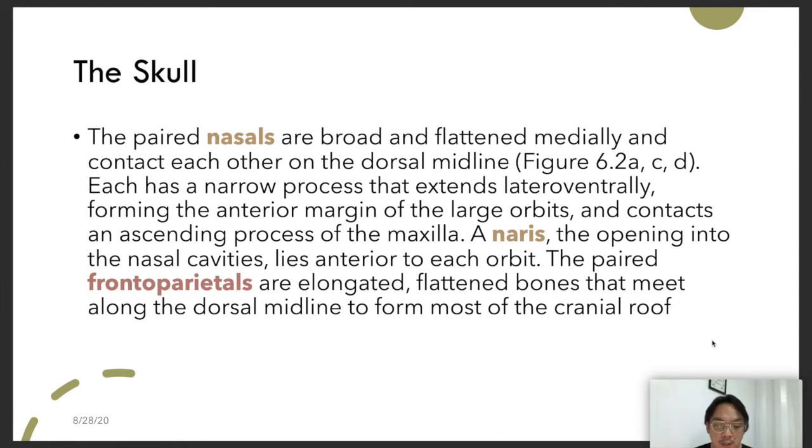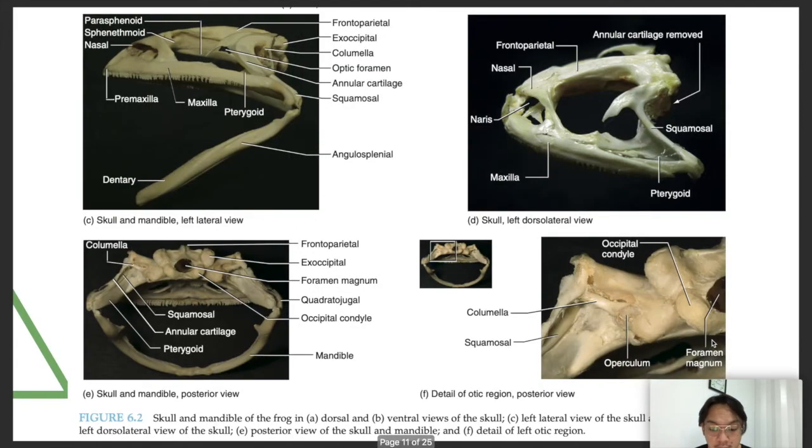So here is the skull and the mandible of the frog in the dorsal and ventral views of the skull, left lateral view of the skull and mandible, and the left dorsolateral view of the skull. Letter E is the posterior view of the skull and the mandible. Letter F, the detail of the left otic region. So the skull and the mandible for the left lateral view, I'll read the parts: parasphenoid, the sphenoethmoid, the nasal, the premaxilla, maxilla, pterygoid, dentary, angulosplenial, frontoparietal, exoccipital, columella, optic foramen, annular cartilage, squamosal.